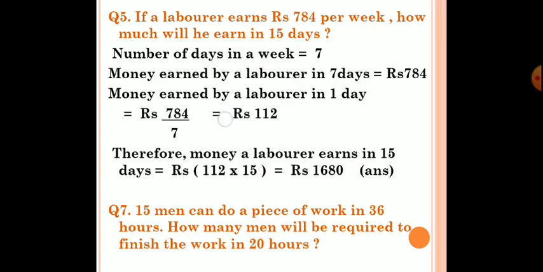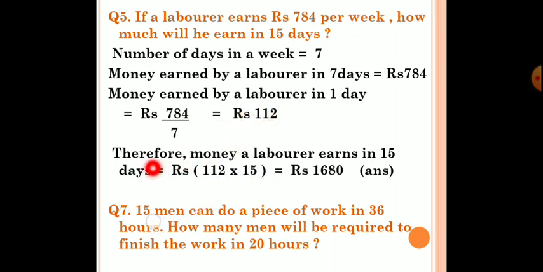Question number 5. If a laborer earns rupees 784 per week, how much will he earn in 15 days? So we know that in a week, how many days are there? So number of days in a week is equal to 7. So money earned by the laborer in 7 days is equal to rupees 784. So how much does he earn in 1 day? So money earned by a laborer in 1 day is equal to rupees 784 divided by 7. That is equal to rupees 112.